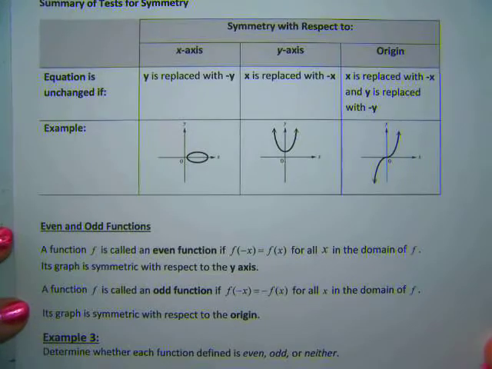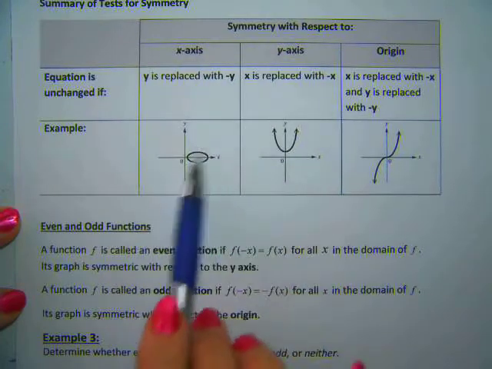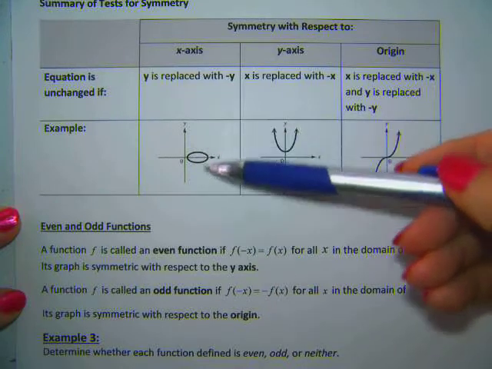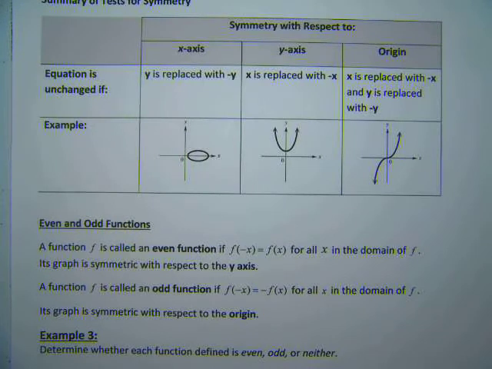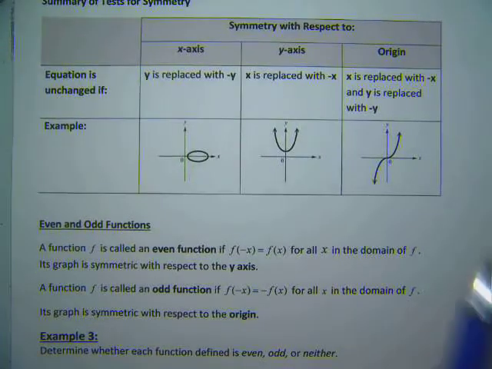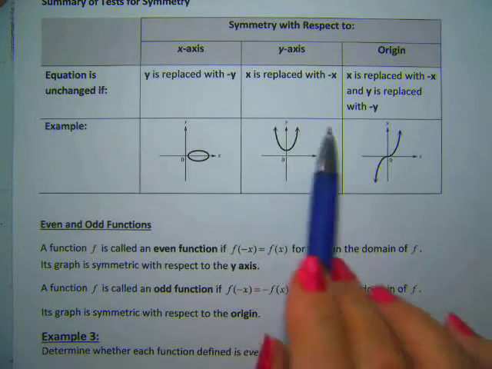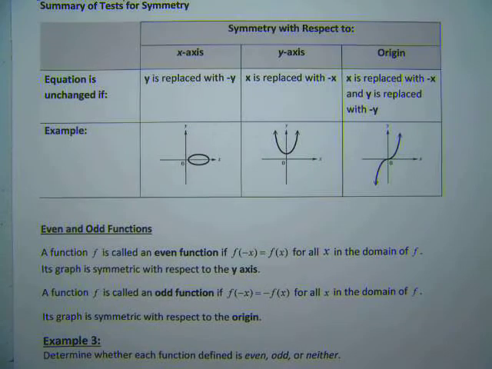Here's a nice summary of what we just did. Noticing that any symmetry with respect to the x-axis will not result in a function, because remember, for a function you have to have the vertical line test. And what's nice about symmetry with respect to the x-axis, it kind of looks like the x squared. This one kind of looks like the x cubed. So the power of the x is easy to remind you of which symmetry we're looking at.